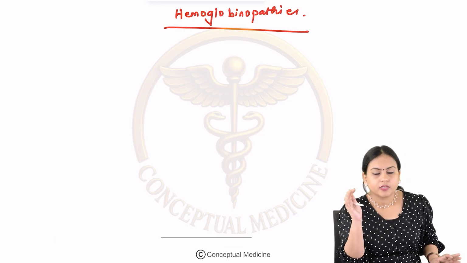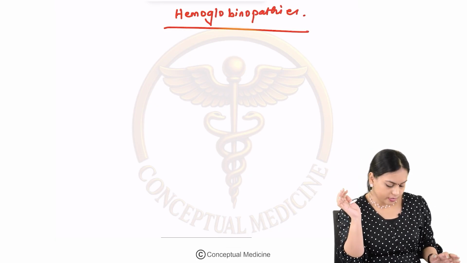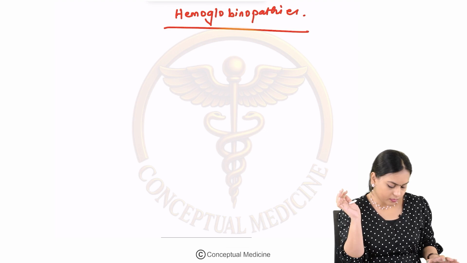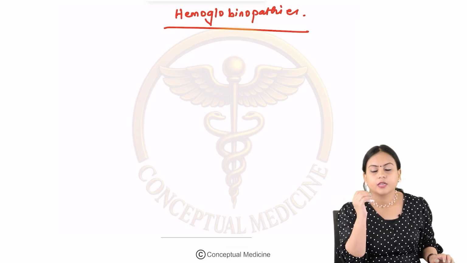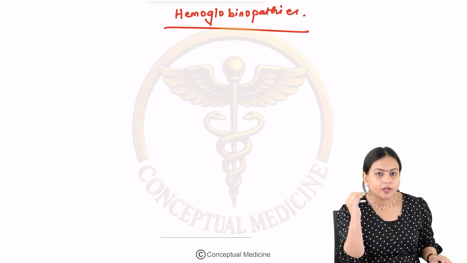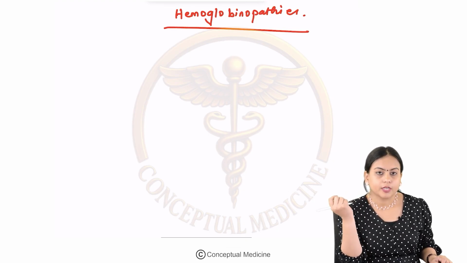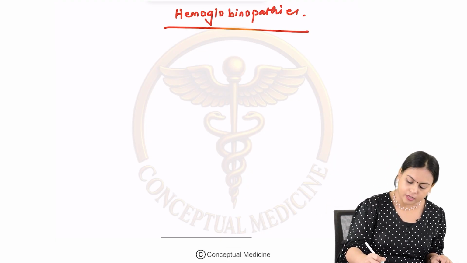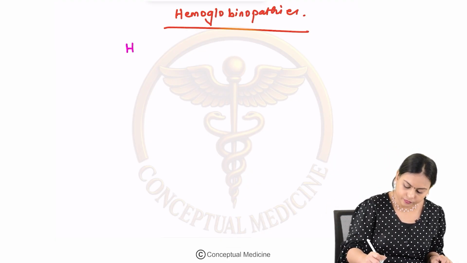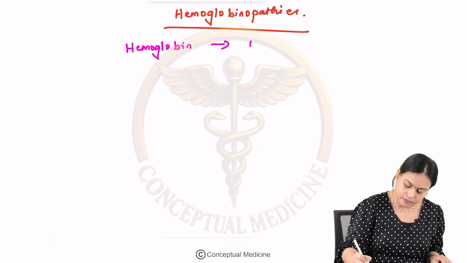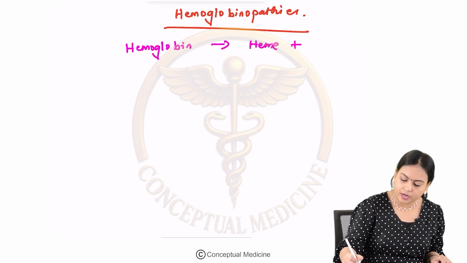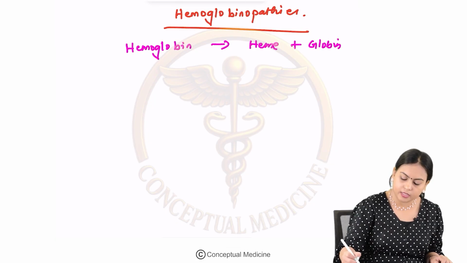Hemoglobinopathies are inherited biochemical disorders within the specific polypeptide chains of the globin fraction of the hemoglobin. Clear? If we take hemoglobin, you have heme and globin, right?